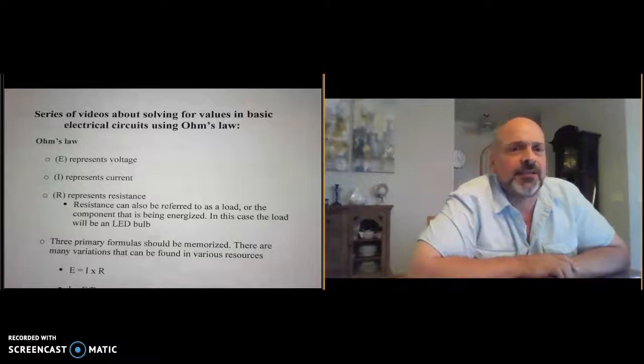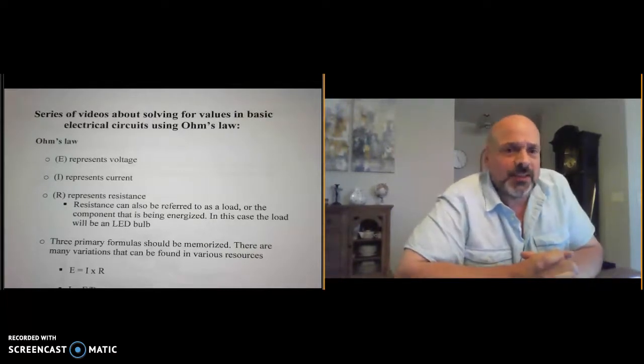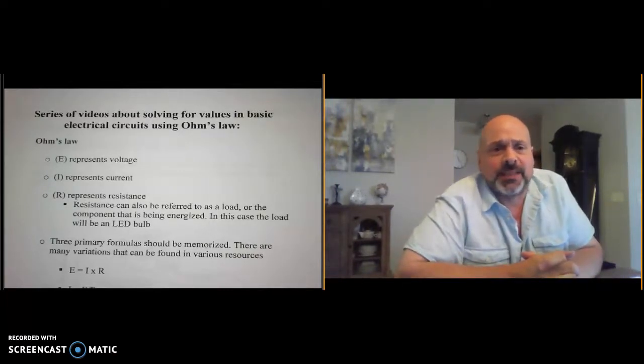This is the first in a series of videos about solving for values in basic electrical circuits using Ohm's law. Ohm's law has three variables. E represents voltage; E stands for electromotive force. I represents current; I stands for intensity. R represents resistance. Resistance can be referred to as a load, or the component that's being energized. In this case, we'll be using LEDs. Resistance is also represented by the omega sign.